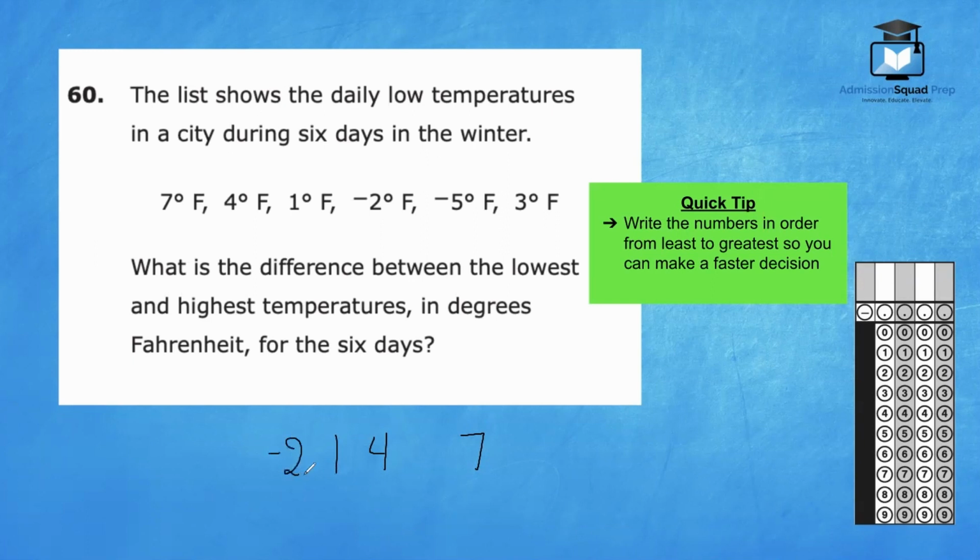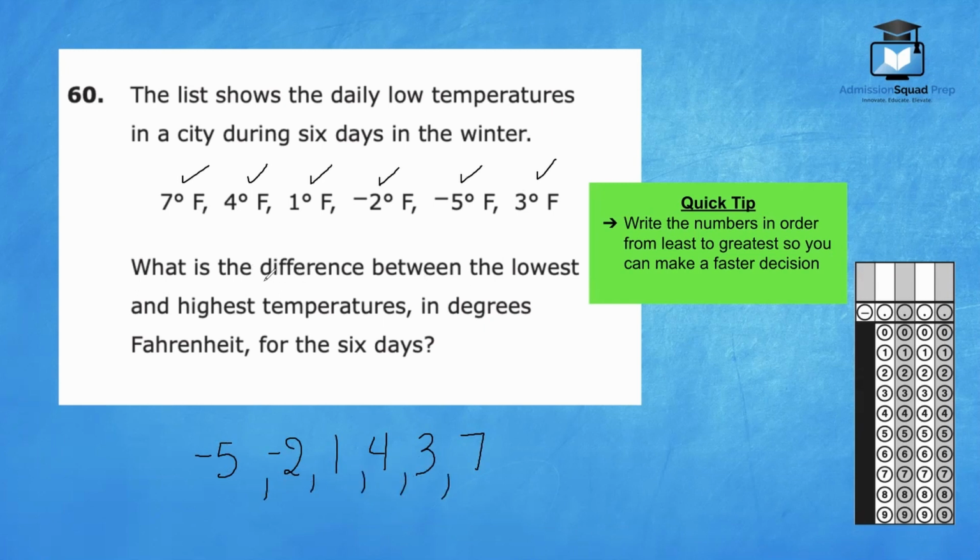-2 will be over here. -5 will be right here. And let's squeeze the 3 in right here. So let's just double check. We have 7, we have 4, we have 1, -2, -5, and 3. These are our 6 numbers.